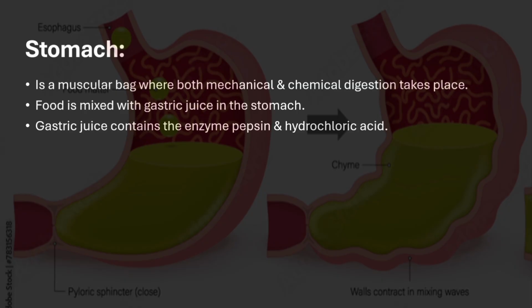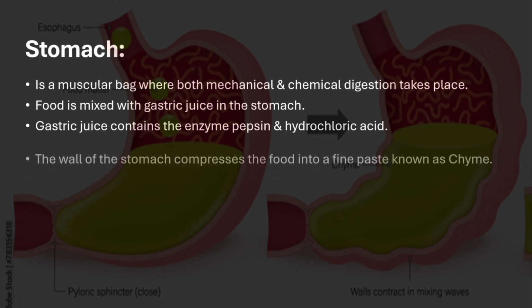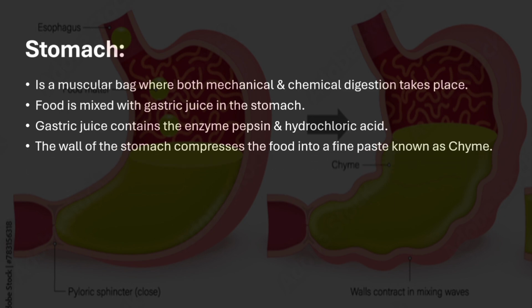Mechanical digestion takes place in the stomach as the walls of the stomach compress the food, turning it into chyme, which is a fine paste. Chemical digestion also takes place, as the enzyme pepsin, which is in the gastric juice, mixes with the food. So the wall of the stomach compresses the food into the fine paste known as chyme.